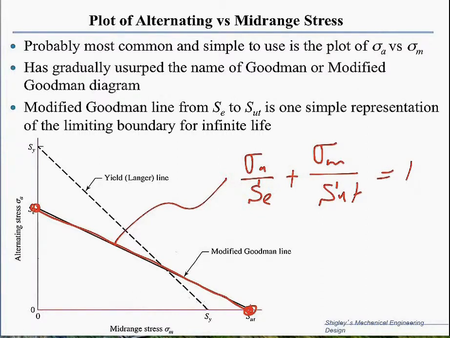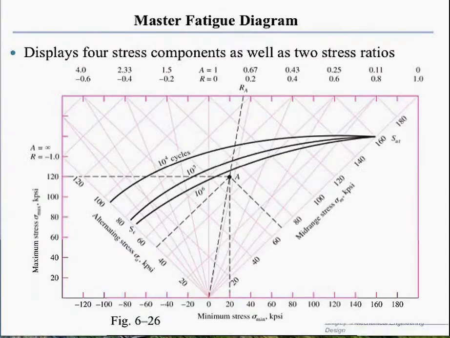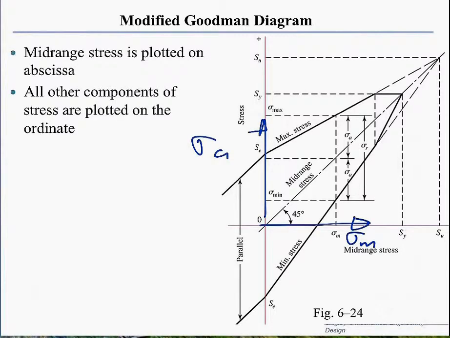So this line is sigma alternating over SE plus sigma mean over SUT equal to 1. Now the problem that we discussed before in the modified Goodman is that there is a range here that's kind of dangerous, and this range is when we wanted to guard against the maximum stress not exceeding the yield. That's why we had to cut it off right here. So we don't want to go here. We don't want to go to the yield.